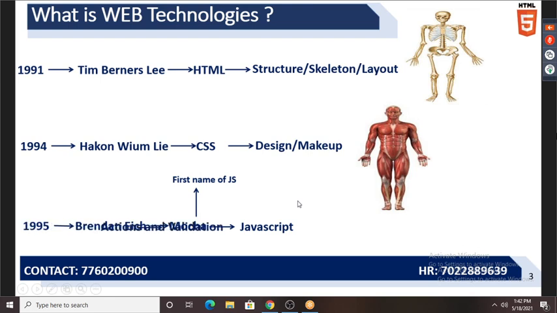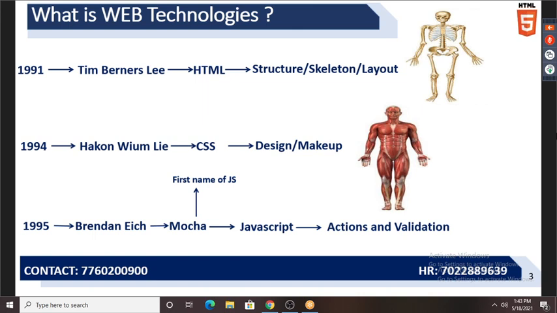One is for validation of data, that is form data, and another one is to perform actions on the web page. What are the actions, guys? What are the actions we have?